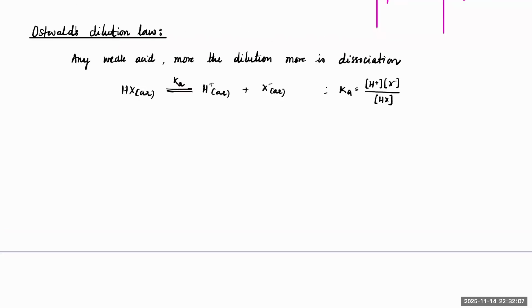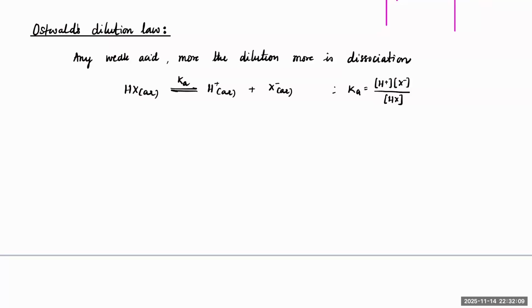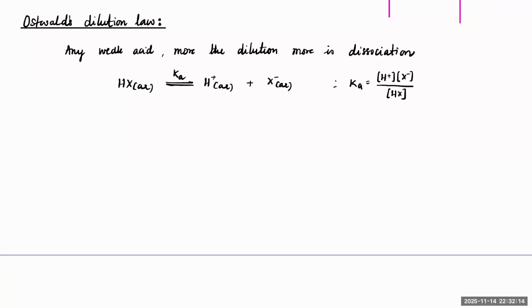Any weak acid, the more the dilution, the more the dissociation. Check out: if you have a weak acid like HX, we expect that it will ionize as H plus and X minus in the aqueous solution. So what will be its Ka value? Ka is the equilibrium constant defined for acid, so that is called the ionization constant of acid. Since we are defining it for acid, the subscript A is used.